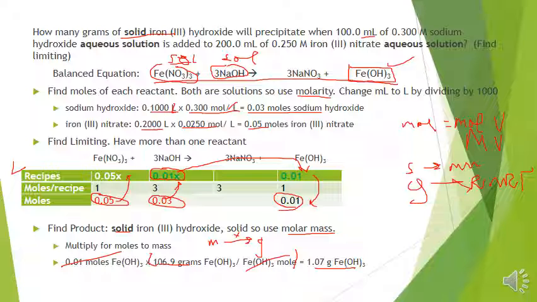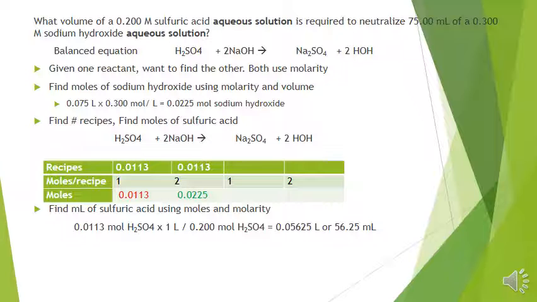I know the test is over, but it's nice to be able to walk away with how to do it. Second problem steps. So what volume of 0.2 molar sulfuric acid, which is a solution, is required to neutralize 75 mL of 0.3 molar sodium hydroxide? So here's the balanced equation. If you notice, it's an acid-base reaction. So when you say neutralize, you have the acid, which is sulfuric acid, and you're neutralizing the base.